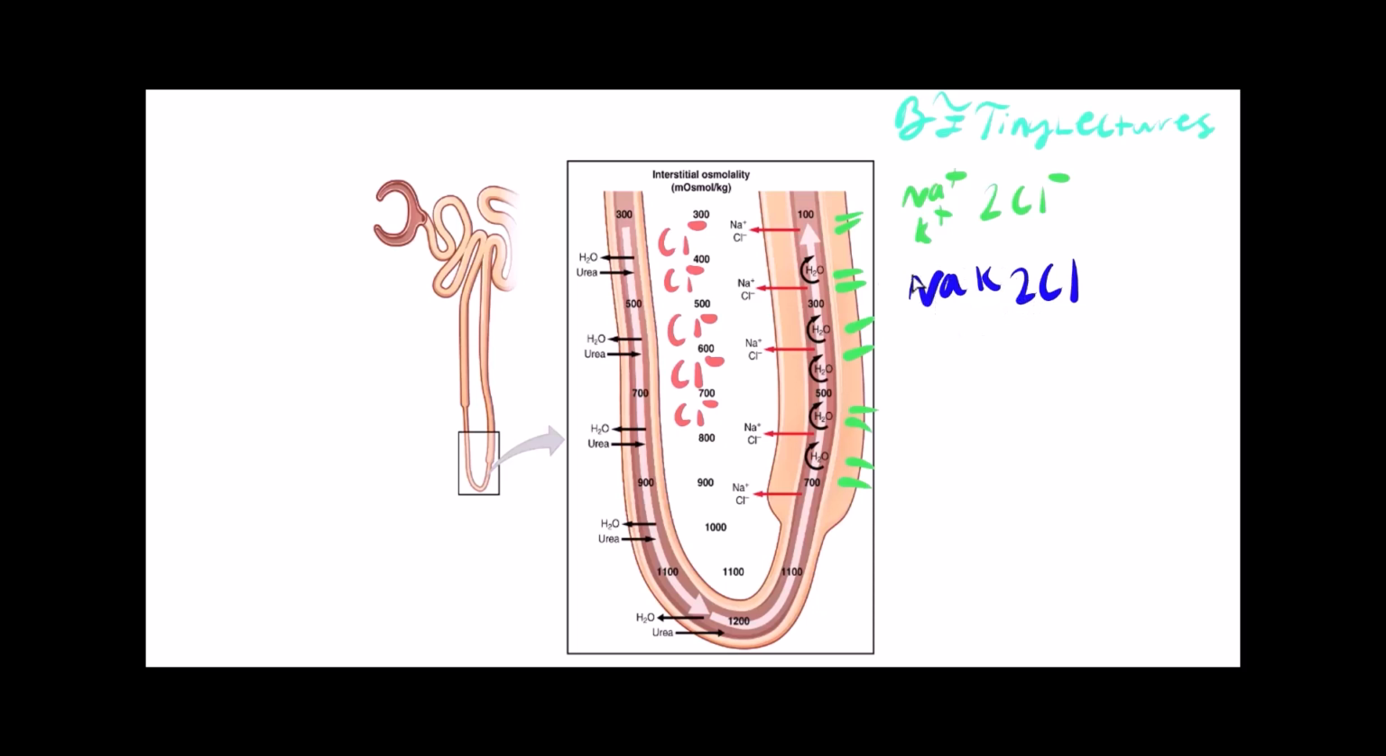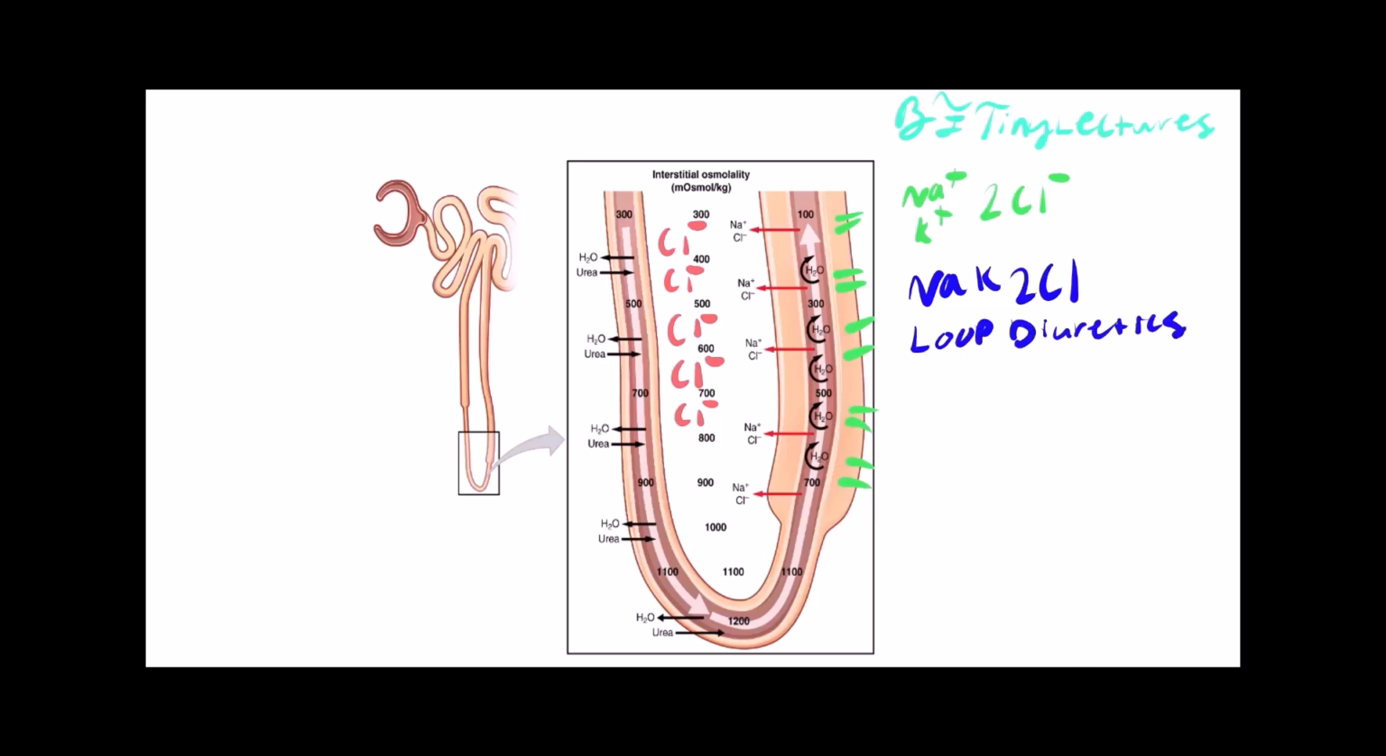There's 1 sodium being excreted, 1 potassium being excreted, and 2 chloride ions being excreted out of the ascending loop of Henle. Now we have medications that can prevent this from happening. And these medications are also diuretics. And these guys are called your loop diuretics.